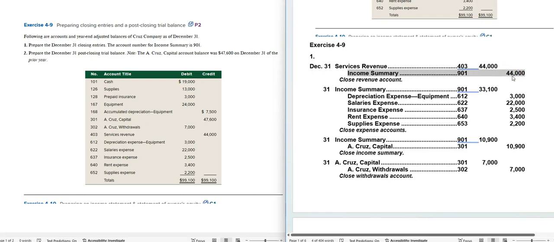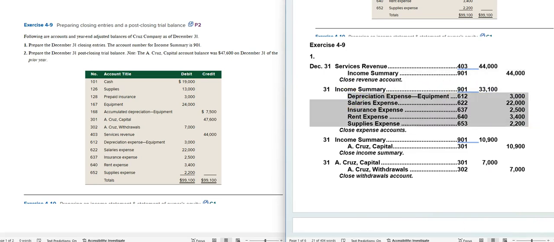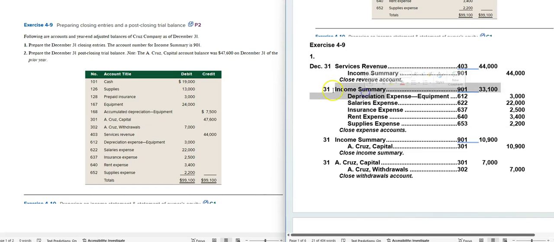The second closing entry is going to close out the expenses. So looking at my adjusted trial balance here, I have 1, 2, 3, 4, 5 expense account balances that all need to be closed out. These balances are all debit balances. So to close those out, to get rid of those balances, I need to credit each account for whatever its balance is. So I'm going to credit each expense account for its balance. Total of all of my expense balances is $33,100. I am going to debit the total of all my expenses into income summary.